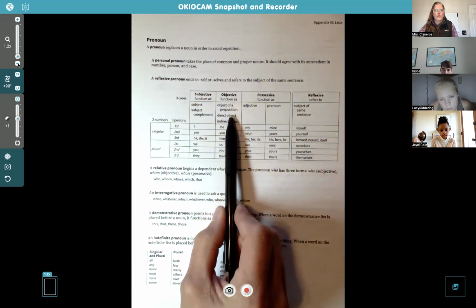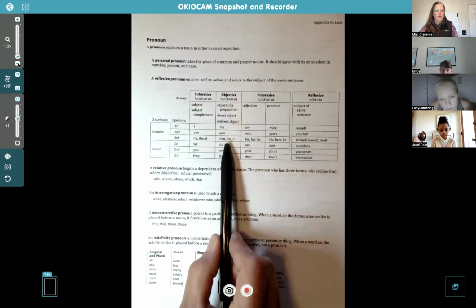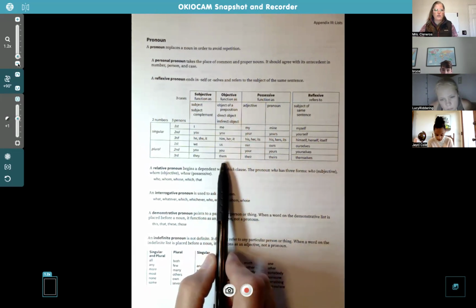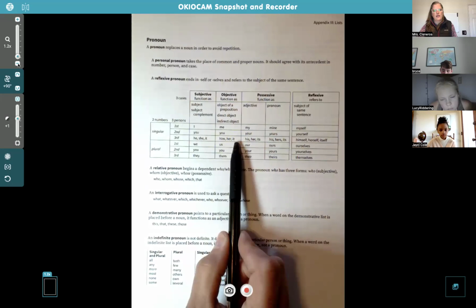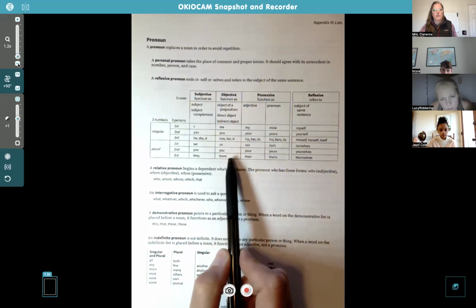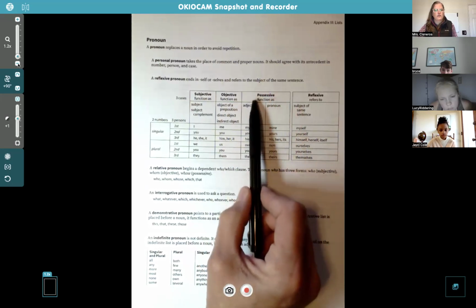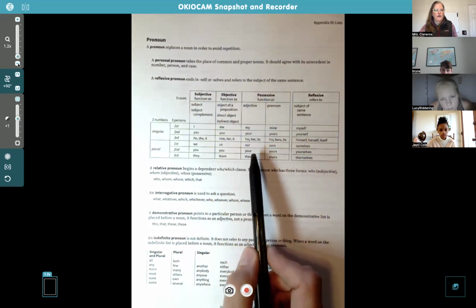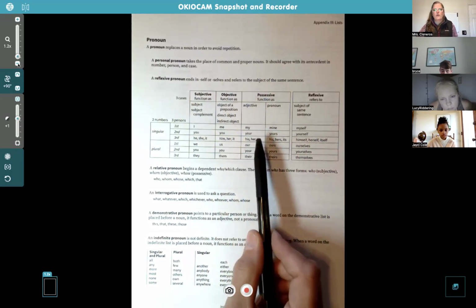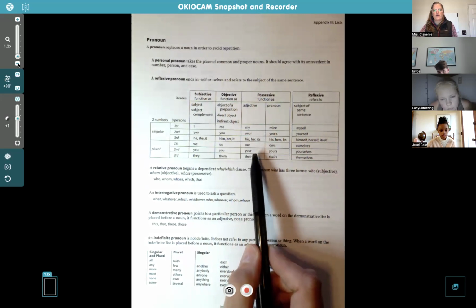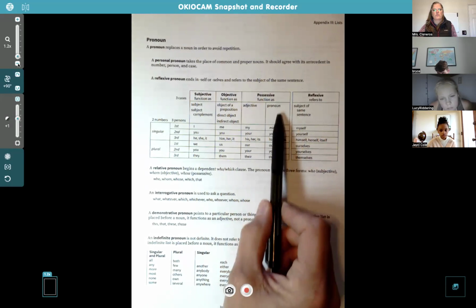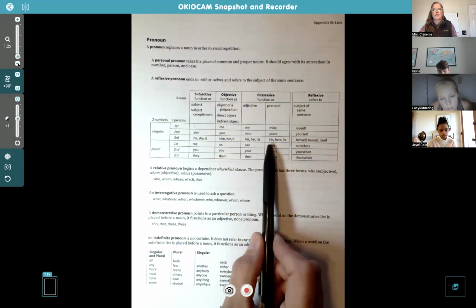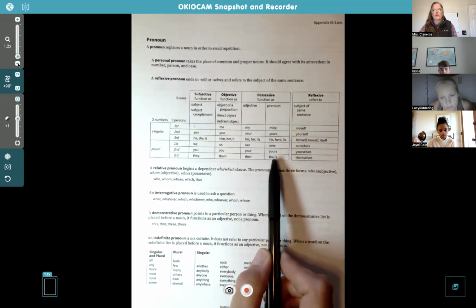And then the object or the objective pronoun of the sentence is when it's the object, whatever is happening to this person: me, you, him, her, it, us, you, them. And then possessive is if it belongs to that person. My, your, his, her, its, our, your, their, that's the adjective, by the way. Or if it's a pronoun: mine, yours, his, hers, its, ours, yours, and theirs.